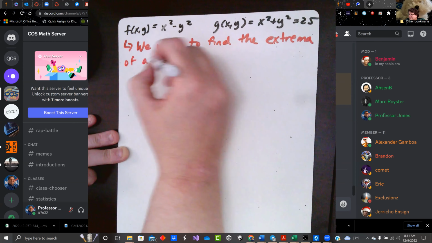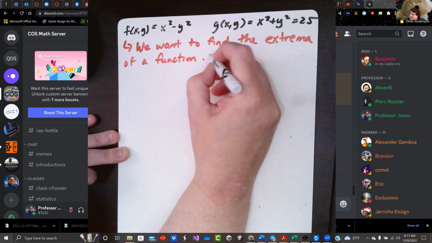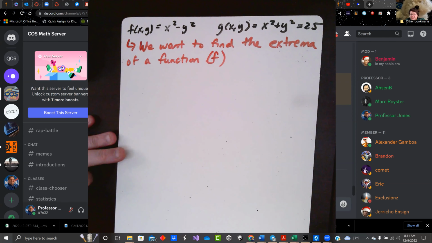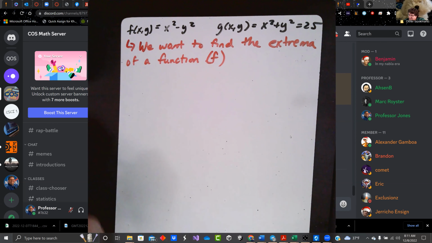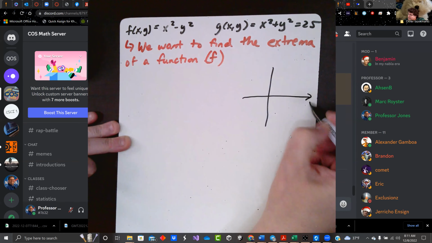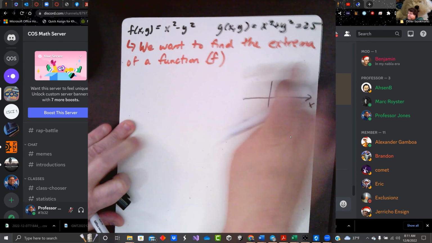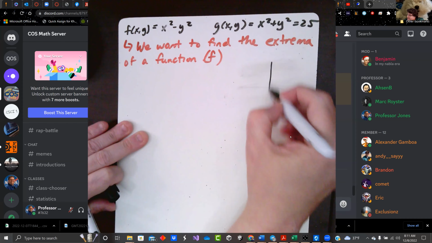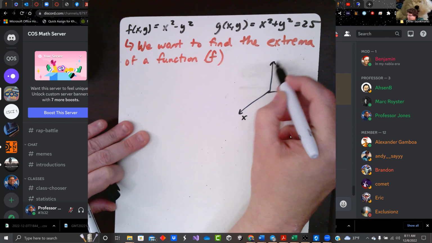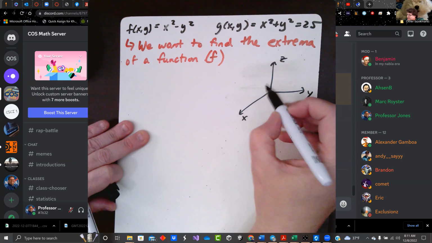Extrema of a function. In this case, I'm going to use f to describe them here. But this function, if I did x squared minus y squared, I could come up with what. Actually, let me do this a better way. Let's write this in 3D. So y and x, and for each point x and y, this value has a function. I don't know what that surface is looking like.